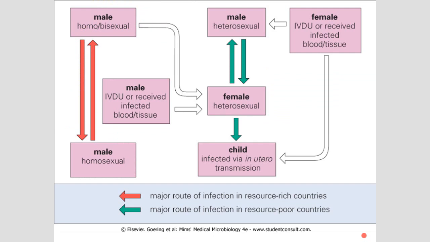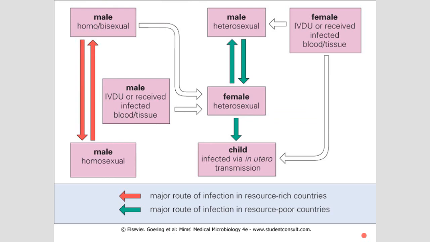Now, this is the route of infection that we've been talking about. And the funny part of that is, and I'm not going to discuss that, red one is a major route of infection in resource-rich countries. That's a very funny classification. I'm not going to go into detail. So the most important route of infection for resource-rich countries is heterosexual, homosexual, and male, as compared to resource-poor countries where it is heterosexual.